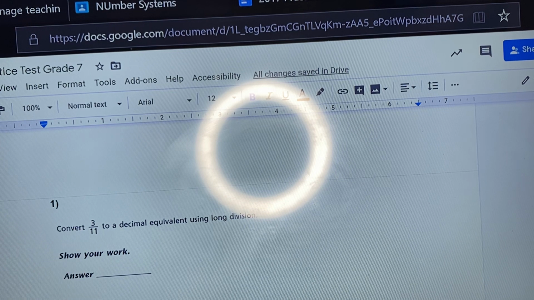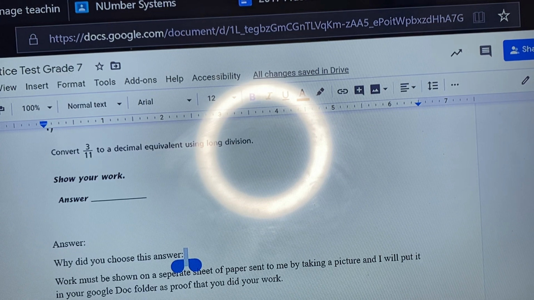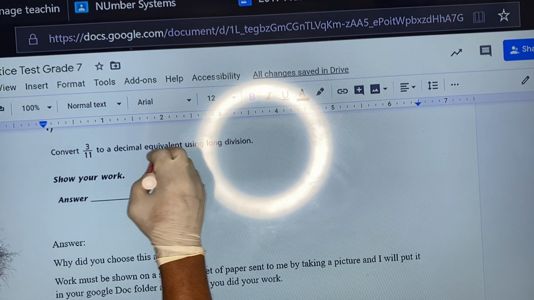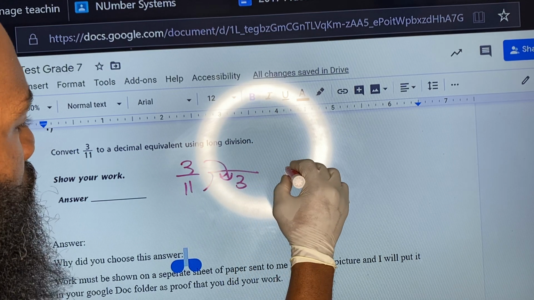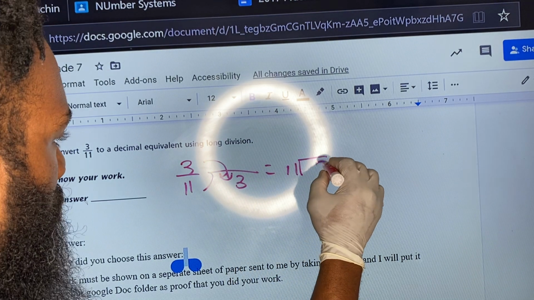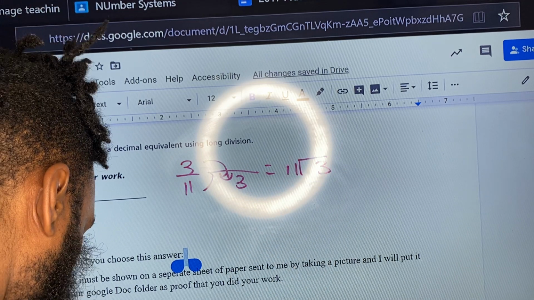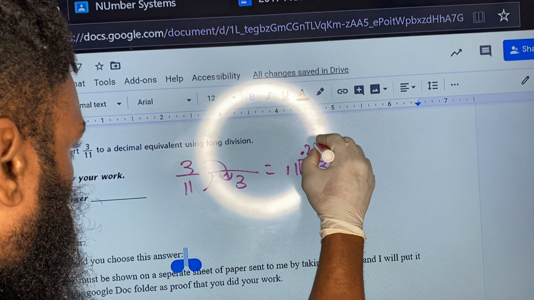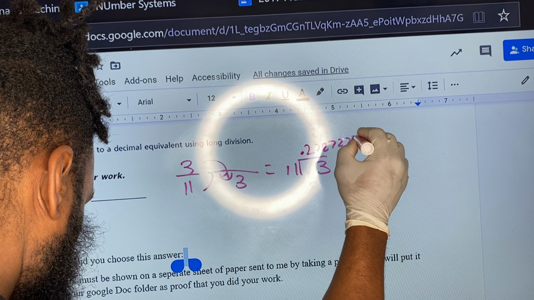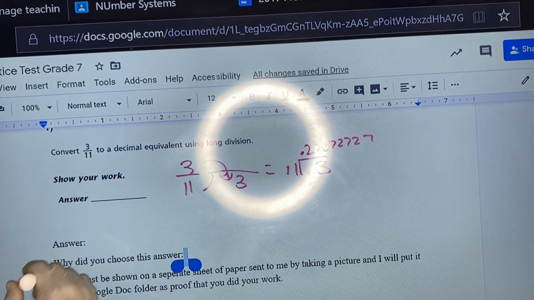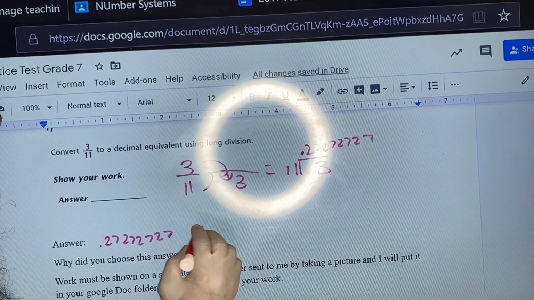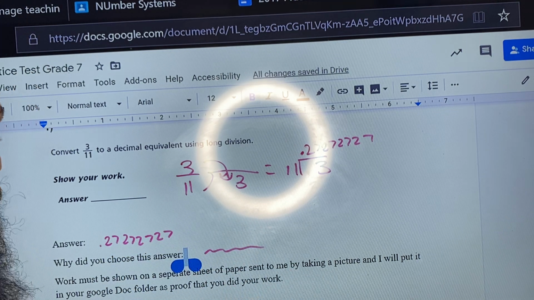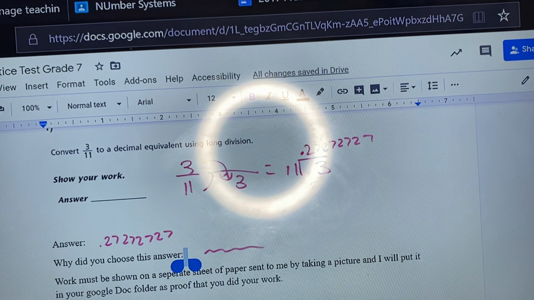So here you can do this easily. This is a gimme. Convert 3/11 to a decimal. You take this numerator, put that 3 in here. 3 divided by 11. That gives you 0.27272727. And you put the answer here. And you explain your answer, how you chose that, or you can send me a picture of this.